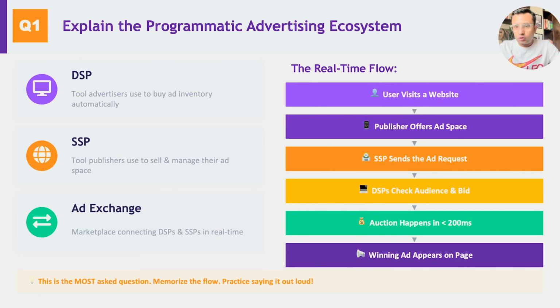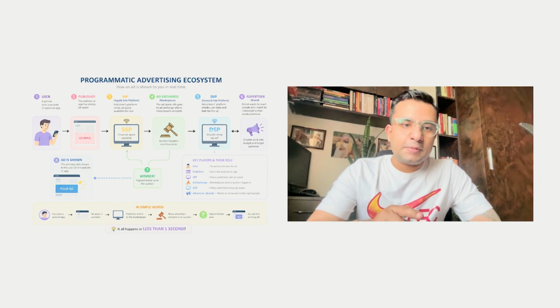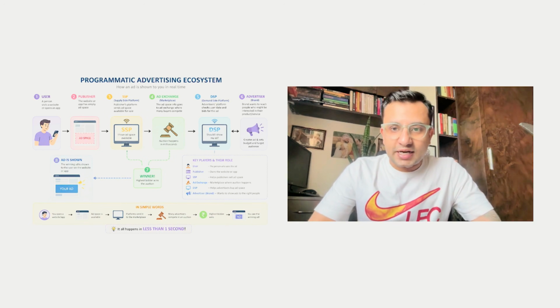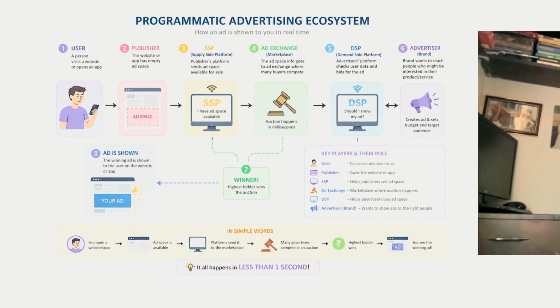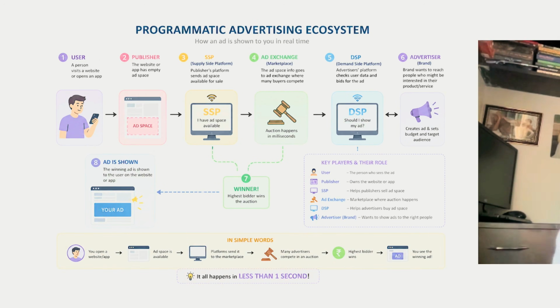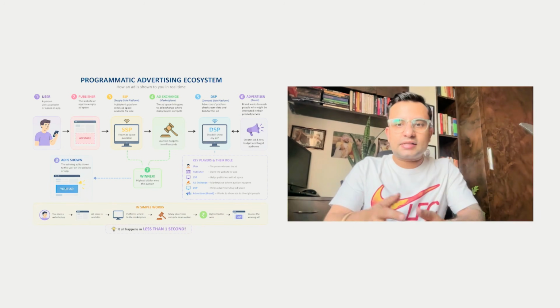And for the flow of this particular ecosystem, I have prepared this image. You can see this image. It's even better to understand. You can take a screenshot of this particular image. I'll zoom it in a bit. See. So that's how programmatic advertising ecosystem works. You can take a screenshot right now. All right, let's discuss this now.